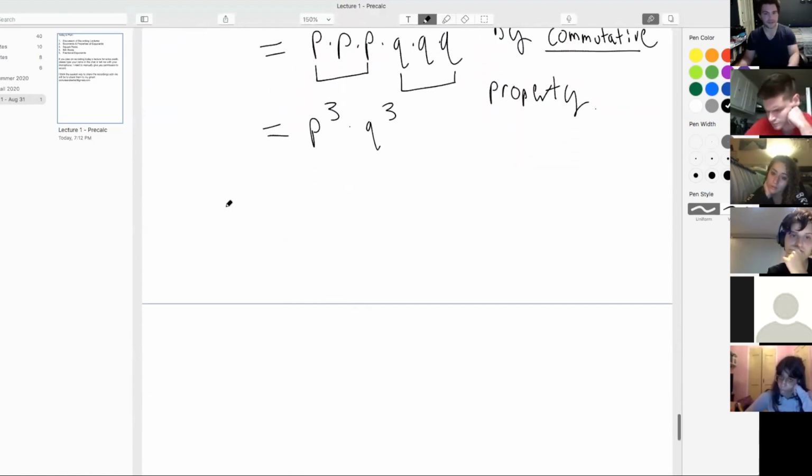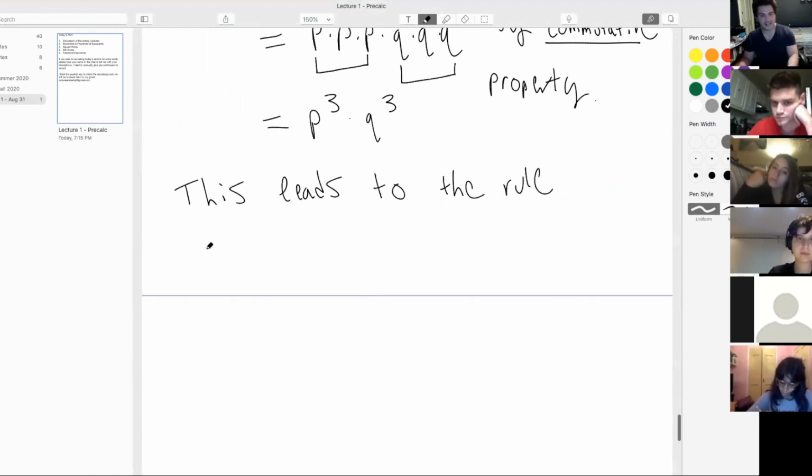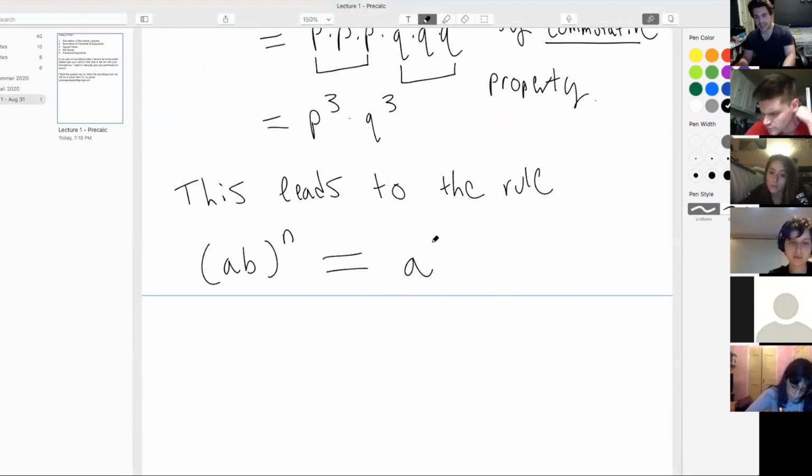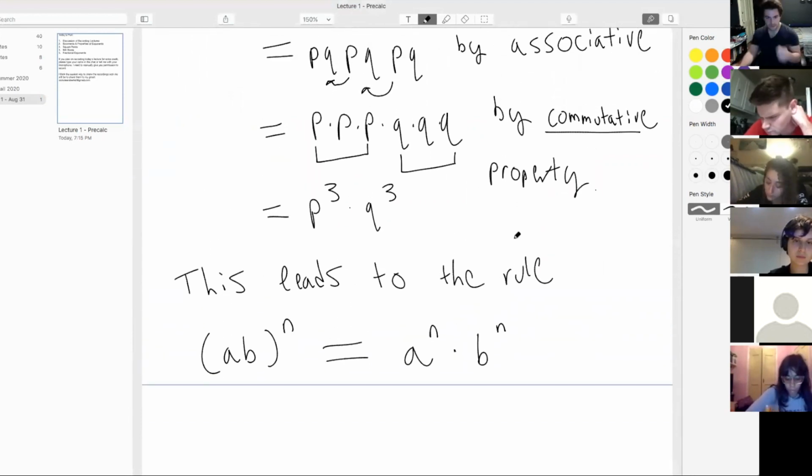Okay, so let's just formalize it. So this leads to the rule. The rule tells us that the product AB, raised to the nth power, is the same as A to the n multiplied by B to the n. I really like this rule. This is a really useful thing. What this is telling us is I can just distribute the power to both factors of the product. I hope that's clear.